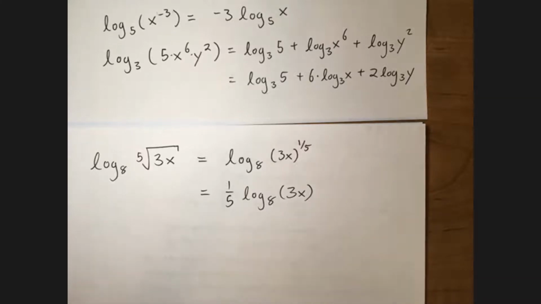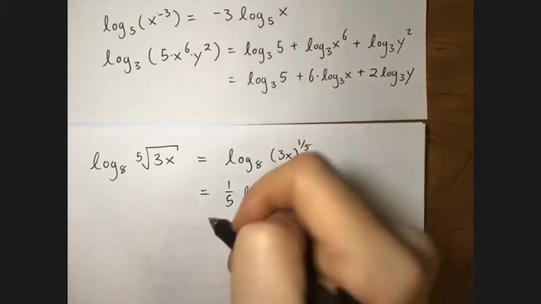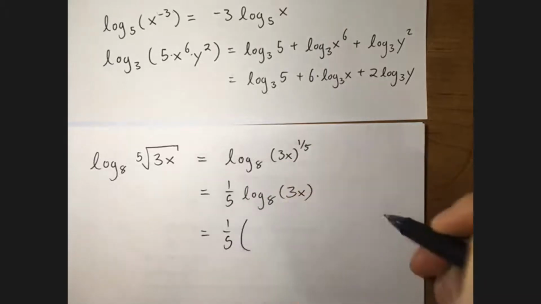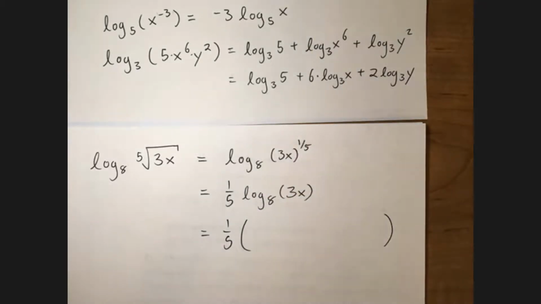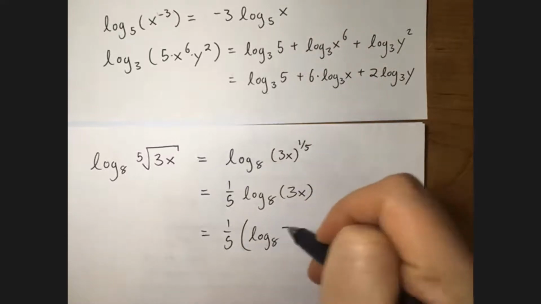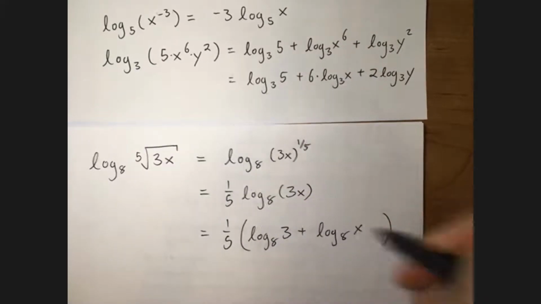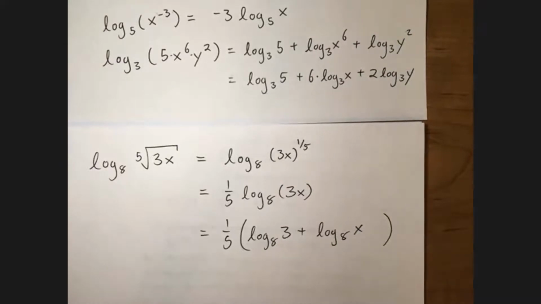But I'm not done, because I can still expand this more, because that's a product. So this is going to be 1/5 times a sum, because the product property says this becomes a sum. And that's as far as I can go. You might distribute the 1/5 through, you might not. I don't think it matters. If they wanted you to, you should know that you can do that, but I don't think it'll be necessary. So that's how we can handle roots.